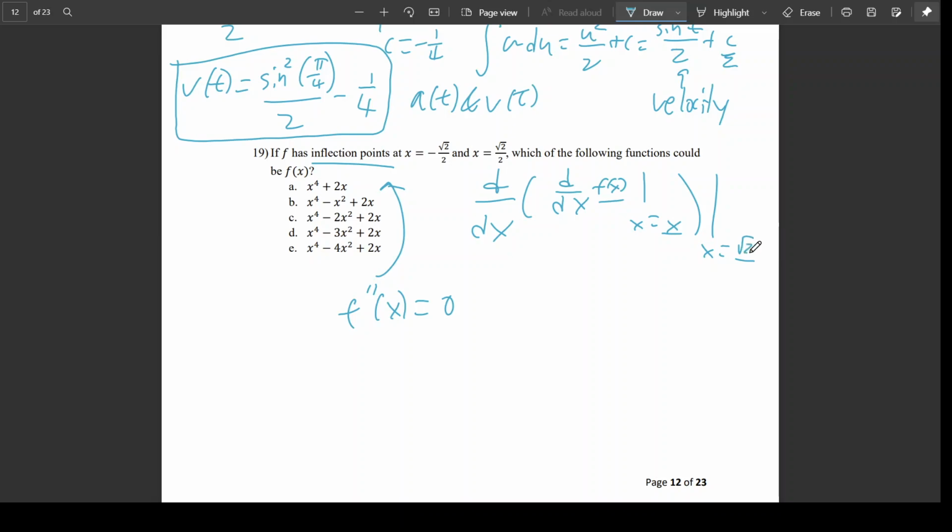So for example, the first one, I'll choose square root of 2 over 2, okay? So you'll put x to the fourth plus 2x into here, and then you'll put x to the fourth minus x squared plus 2x into here, and down, down, until you find a point where this is equal to 0, right? That's going to be where the second derivative is equal to 0. This is the first derivative, and this outside part is the second derivative at square root of 2 over 2, and if that's equal to 0, then we have the second derivative equal to 0 as well.